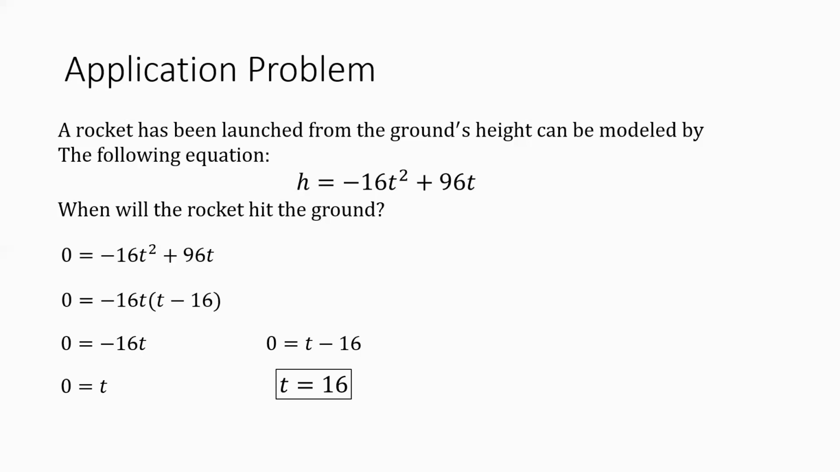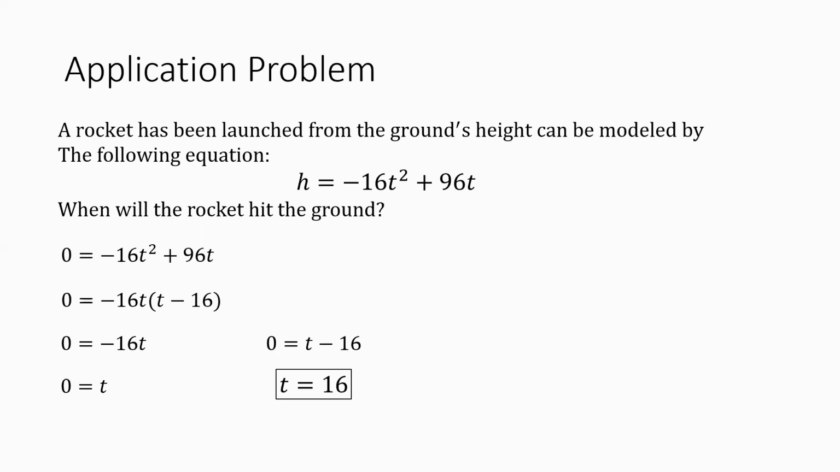One of them is when I haven't shot it off the ground, and then the other is when it hits the ground. So t equals 0, although it makes sense, isn't what the question's asking for. It's asking for when it's going to return to the ground. And so then the correct answer is t is equal to 16.